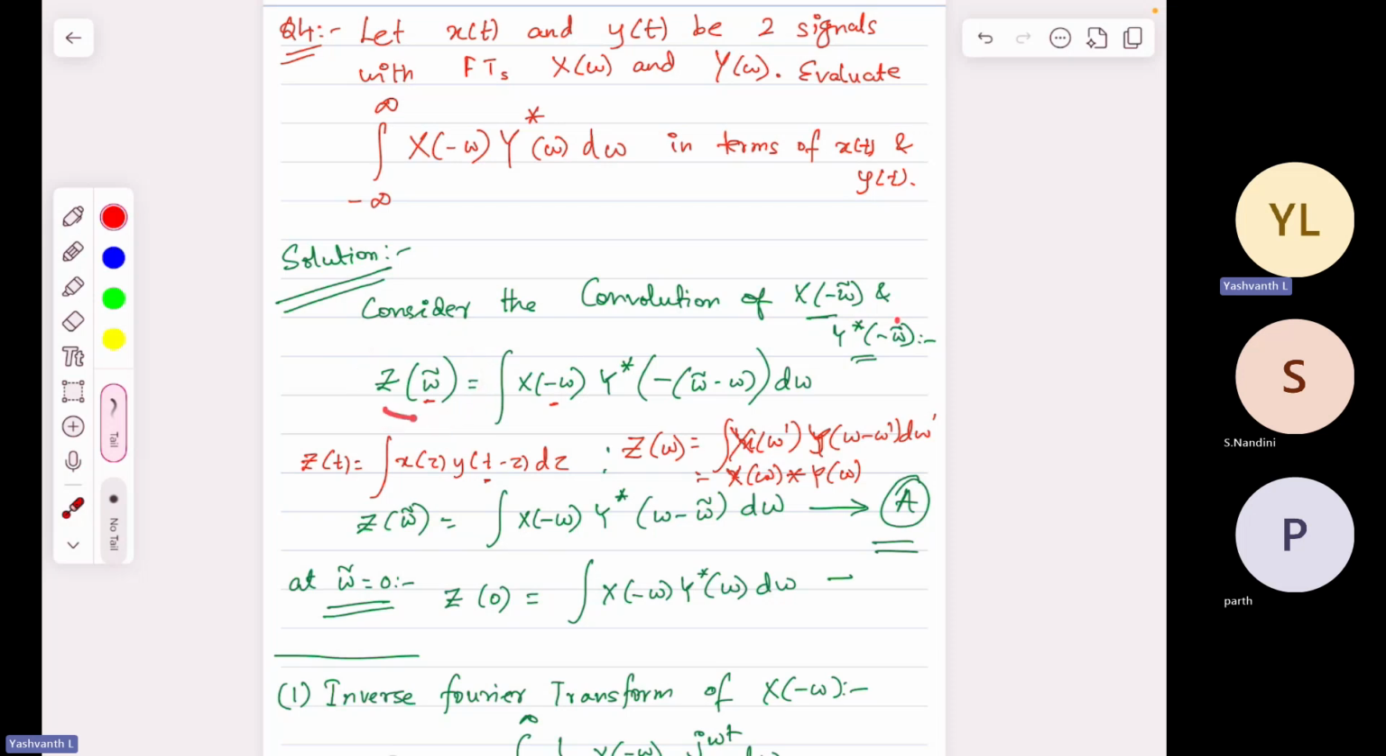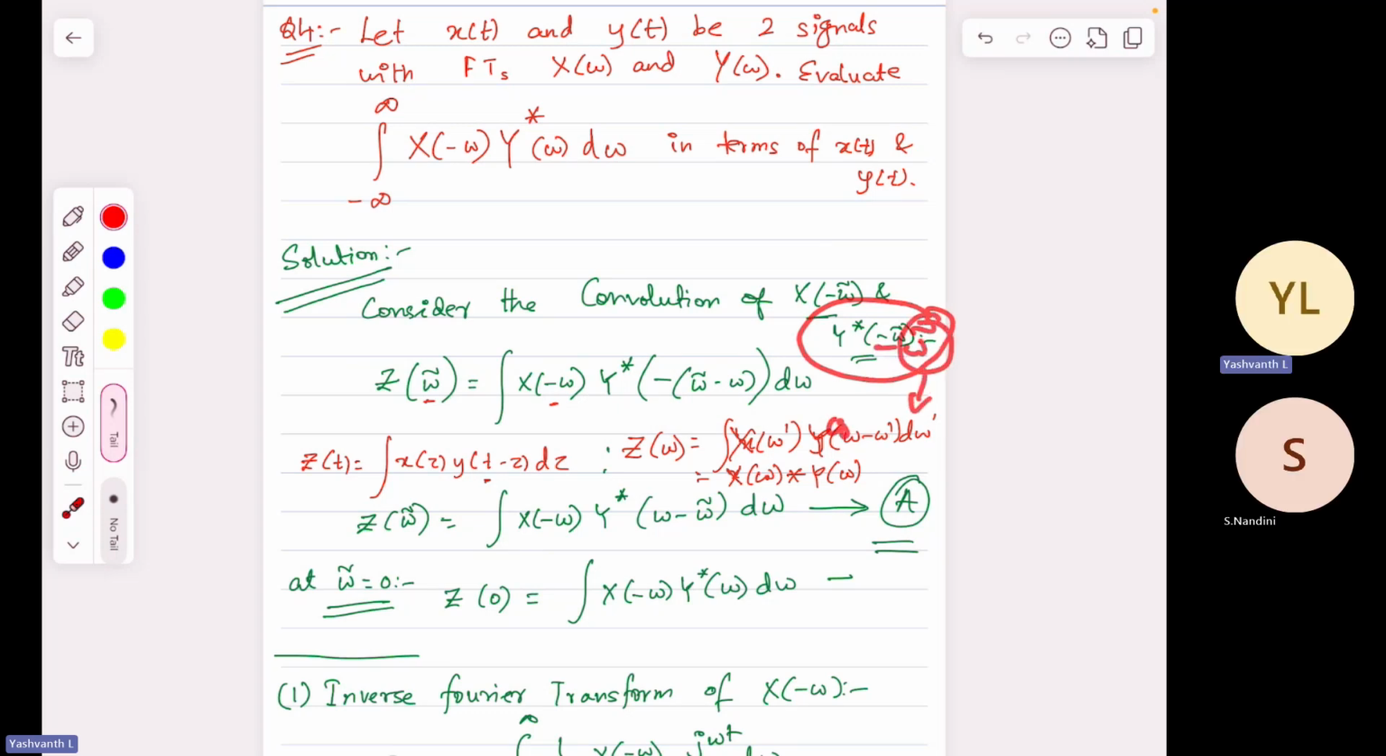I call that Z conjugate of omega. Z of omega tilde is defined as this integral: X of minus omega into Y conjugate of minus (omega tilde minus omega). This is for the same reason that if I convolve, Y conjugate of minus omega tilde should be replaced by Y conjugate of minus (omega tilde minus omega). That's what we did here.